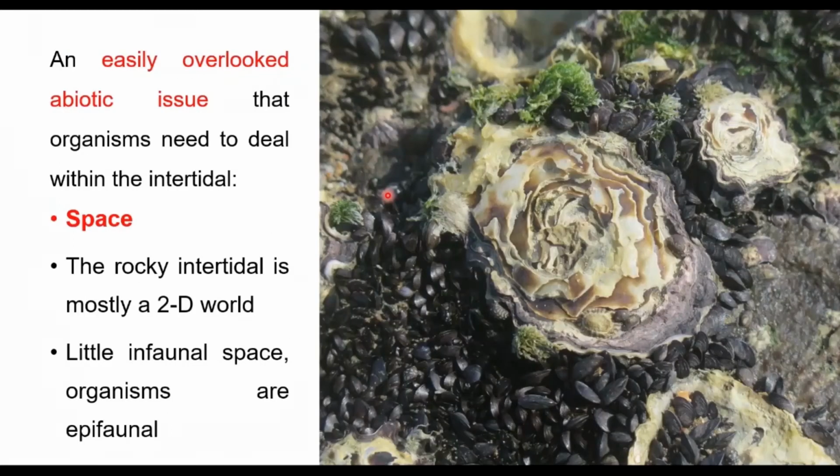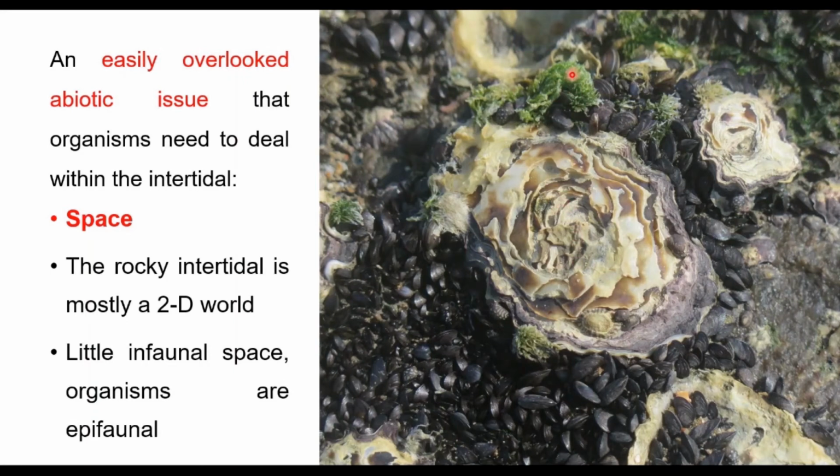And another typical factor which is easily overlooked in these intertidal areas is space, right? Because these rocky intertidal zones are a 2D world, and most of the organisms are epifaunal, which means they dwell on the surface of the rocks. So if you look at this photo, the scale is less than 15 centimeters, and here you can see different types of organisms, right?